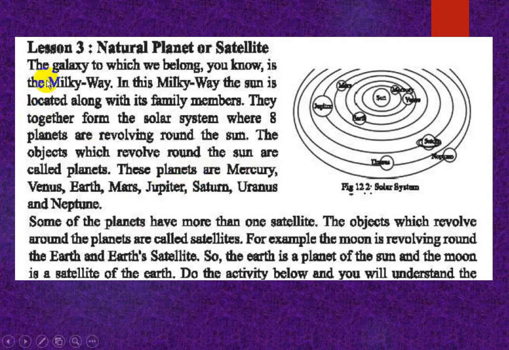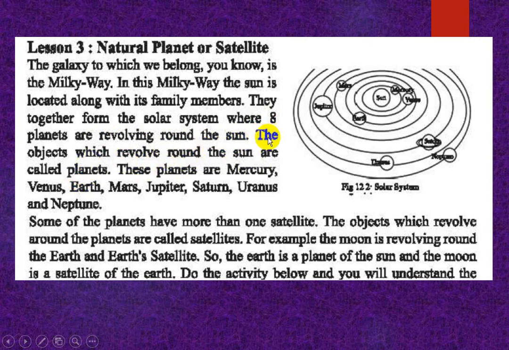Be careful reading. The galaxy to which we belong, we know is Milky Way. In this Milky Way, the sun is located along with family members that together form the solar system, where 8 planets are revolving around the sun. This is the one information. How many planets are revolving around the sun? 8.